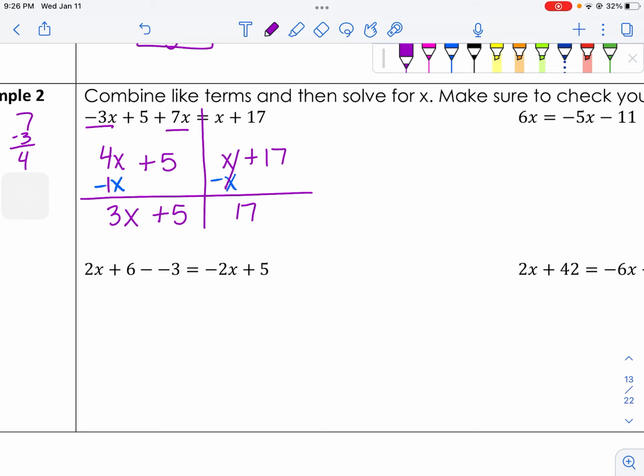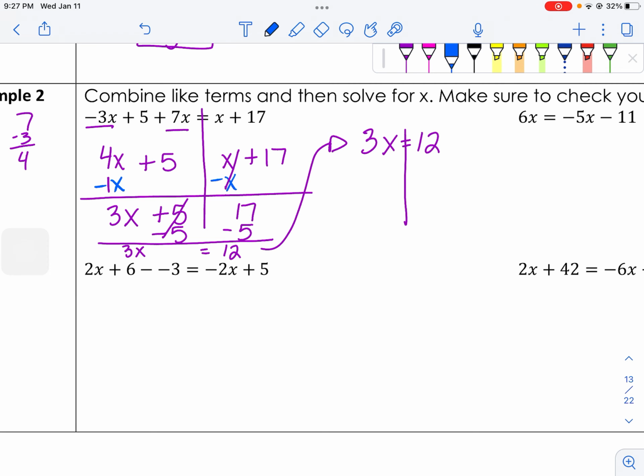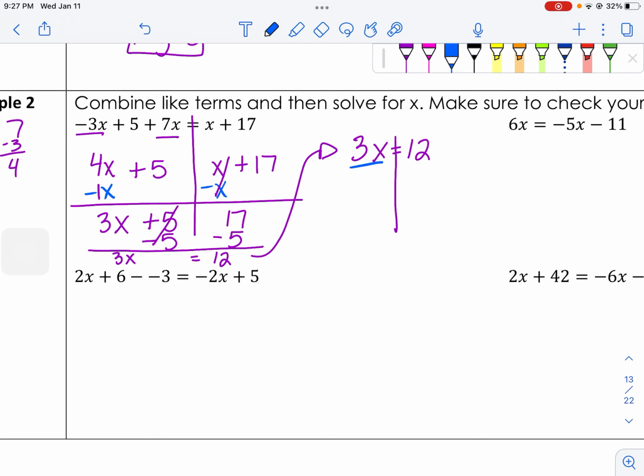Then my next step is going to be to get the x variable isolated. So I'm going to start by trying to get rid of this positive 5. The inverse of positive 5 is negative 5. So the inverse of adding 5 is subtracting 5. So that's going to leave me with 3x here. And then 5 minus 5 is 0. 17 minus 5 is 12. So I'm going to bring this up here because I ran out of room. I have 3x equals 12. 3x equals 12 means 3 times x, so divide both sides by 3, and we get x equals 4.